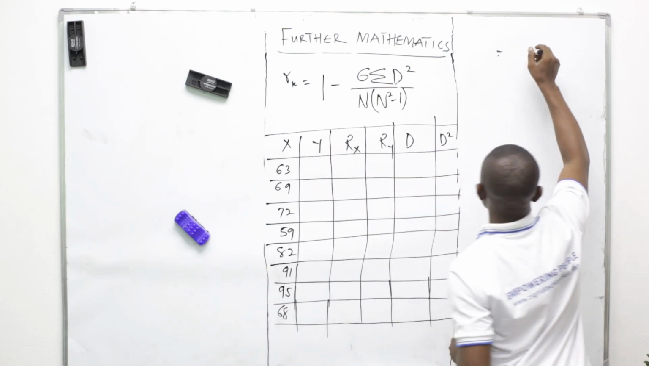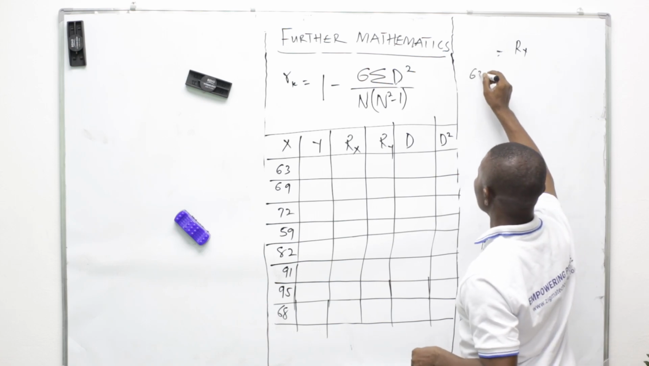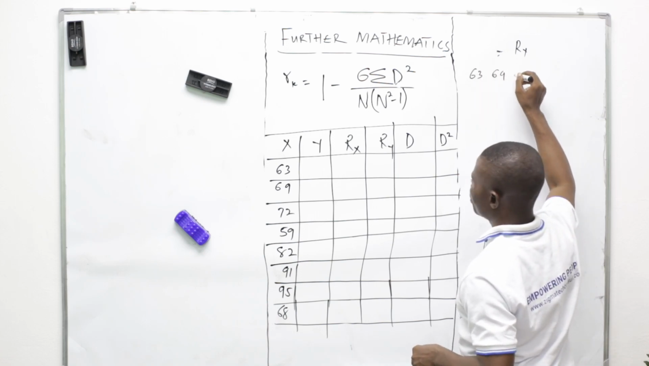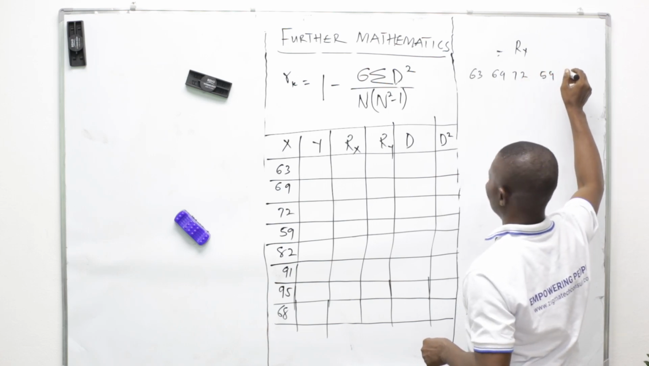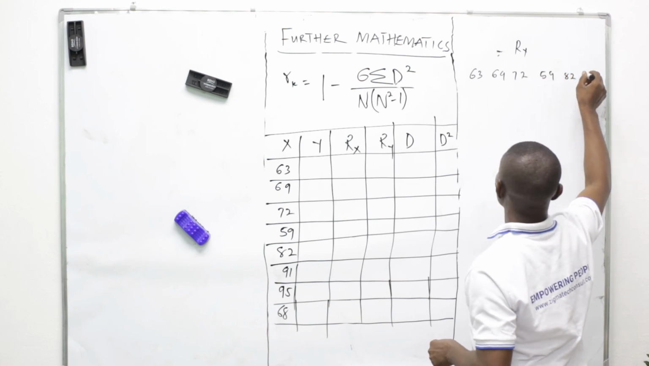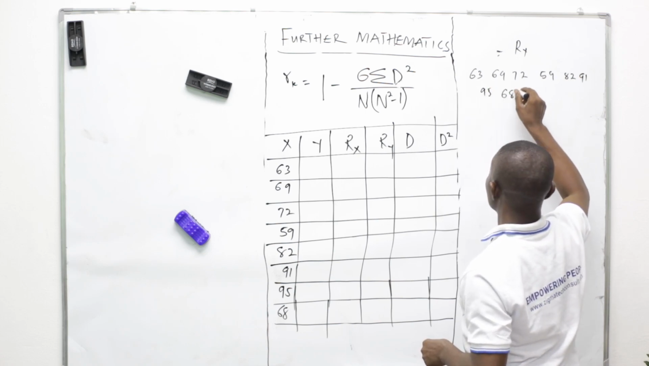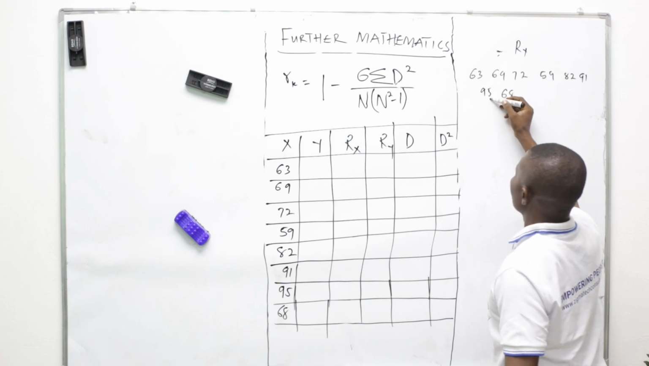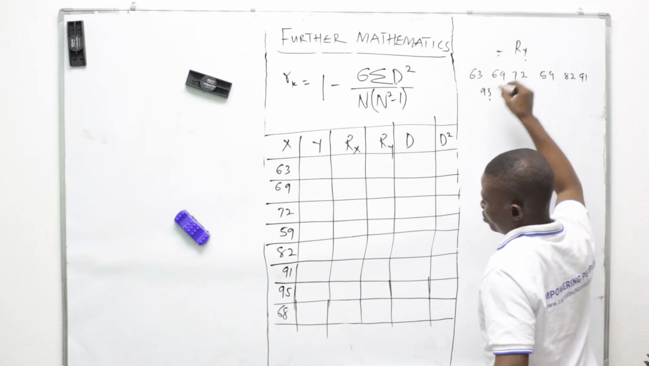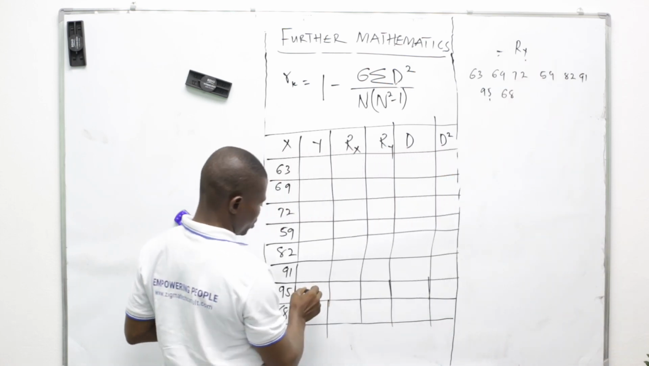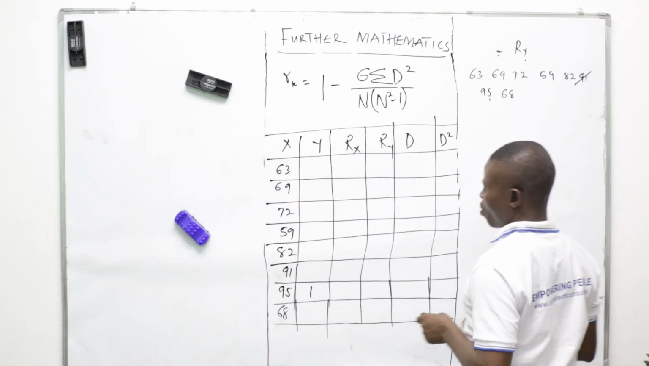Let's rank x. Out of x, the table: 63, 69, 72, 59, 82, 91, 95, 68. The highest number is 95. So to rank x now, 95 is 1. The next highest number is 91, which is 2.